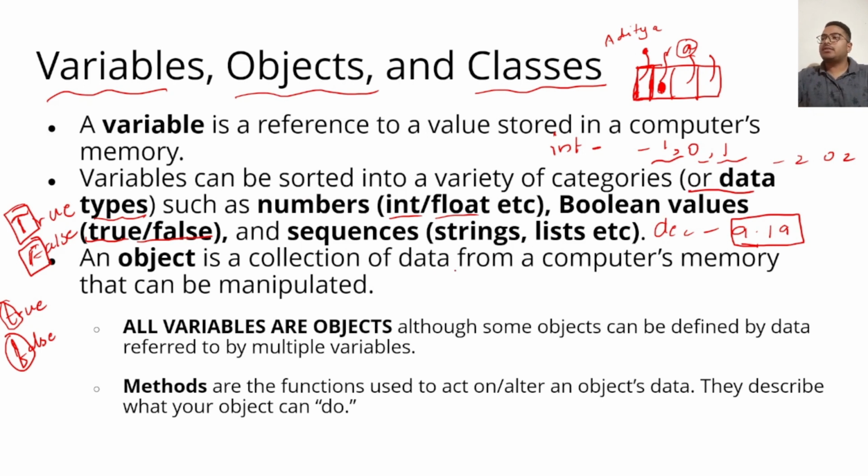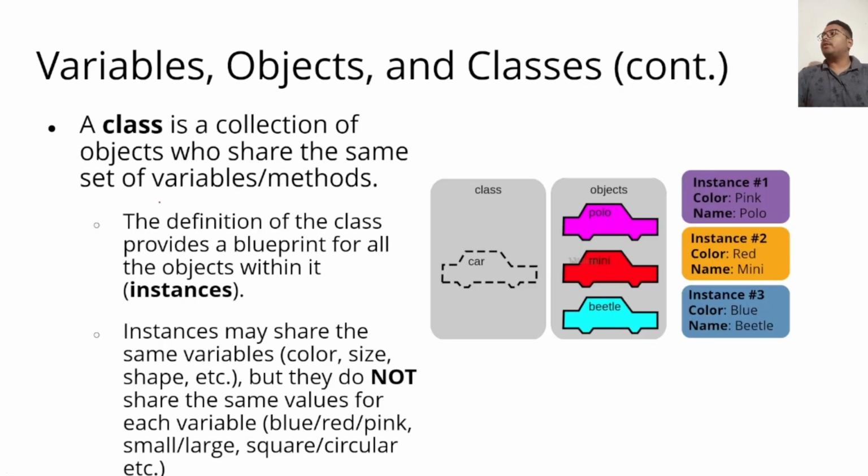An object is a collection of data from a computer's memory that can be manipulated. All variables are objects, although some objects can be defined by data referred to by multiple variables. Methods are the functions used to act on or alter an object's data that describe what an object can do. I hope you understood what is a variable. Next, what is a class?